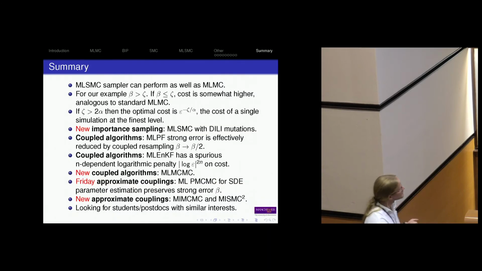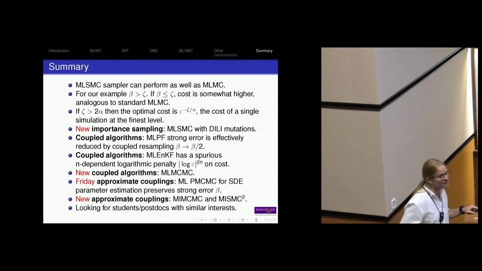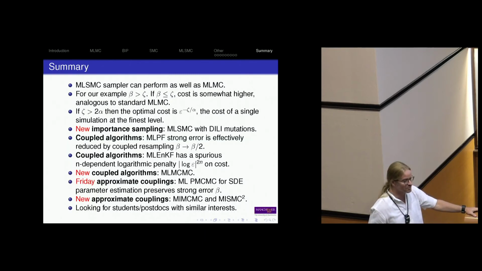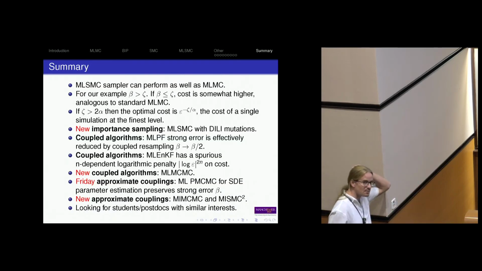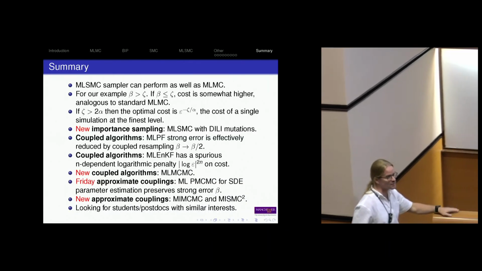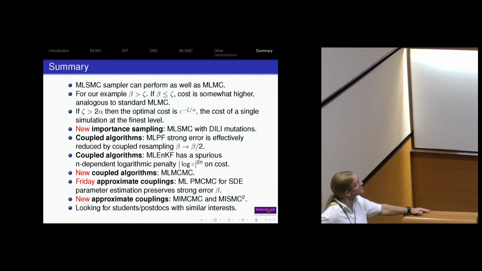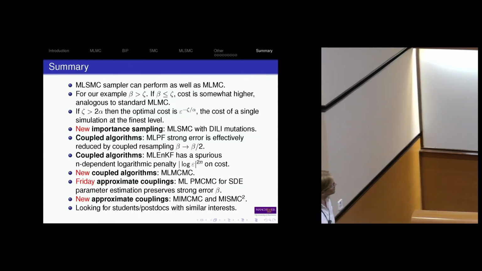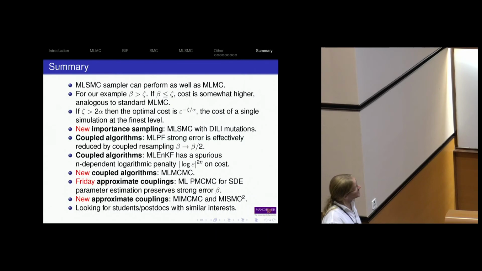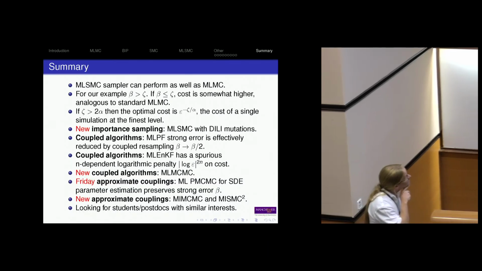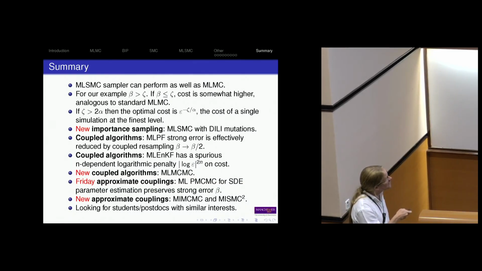And that one is quite nice, but it's not very good. It has troubles with rejections, so you want rejection-free MCMC. We had good results with the Gibbs sampler for a certain target, but we didn't find good results with Metropolis Hastings, unfortunately, which you'd kind of like. So on Friday, I'm going to talk about approximate coupling with the multi-level particle Markov chain Monte Carlo for SDE parameter estimation, which preserves the strong error rate beta.